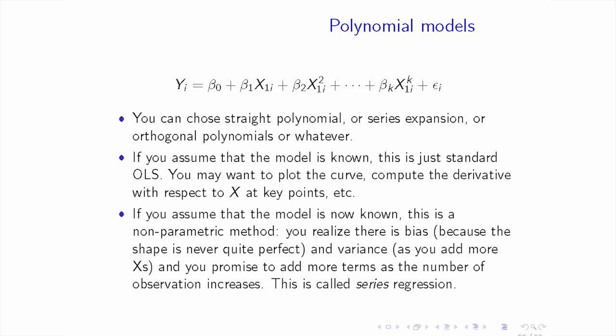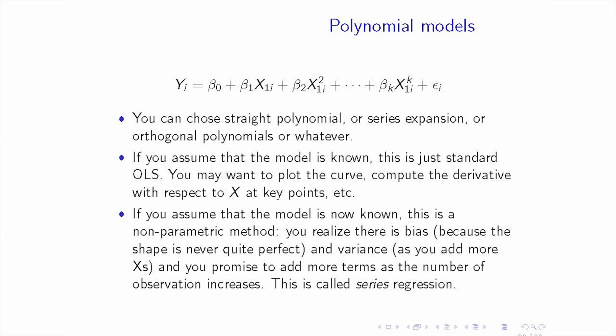Here I'm assuming that x is just a vector, not a matrix. So it's, for example, purchase of gasoline on the price of gasoline. So we have a constant, the price of gasoline, price squared, cubic, and any number of terms you want to put in. You could put straight polynomials in there, or you could use orthogonal polynomials, or whatever transformation of x that you want.